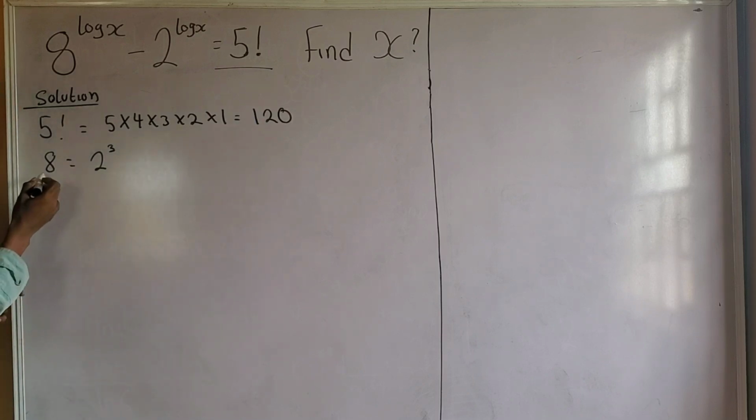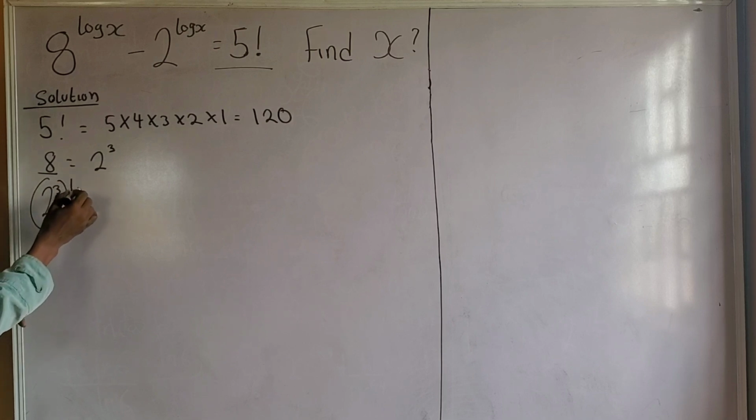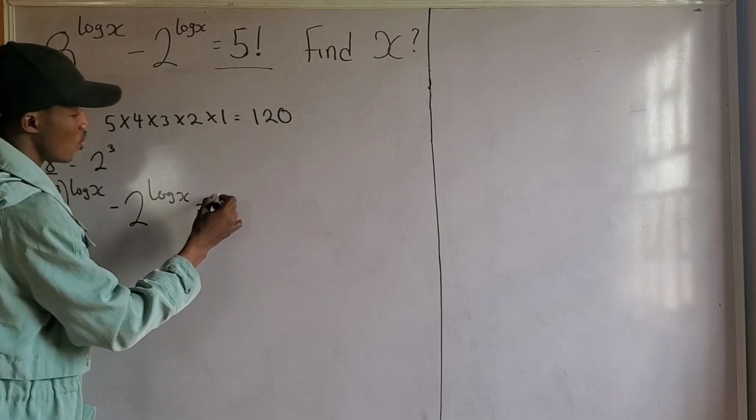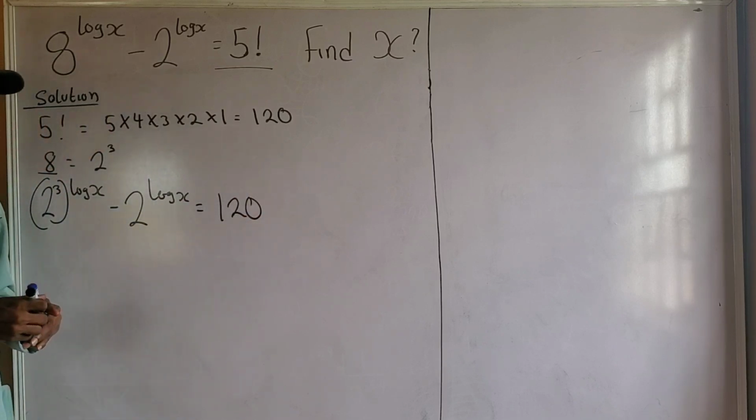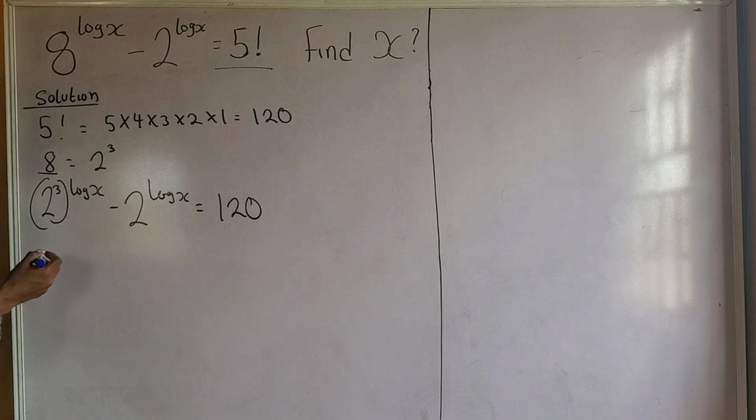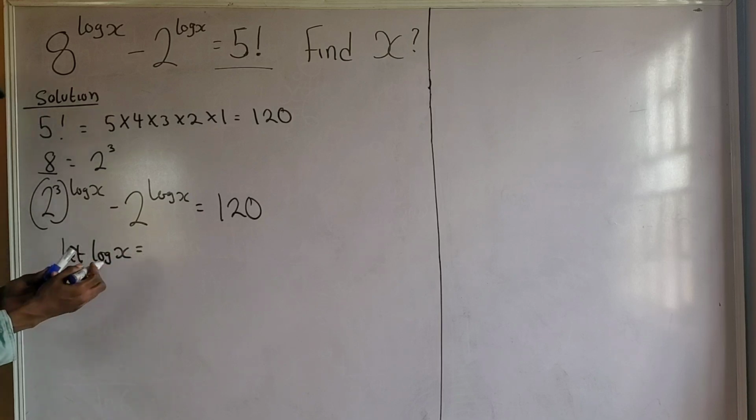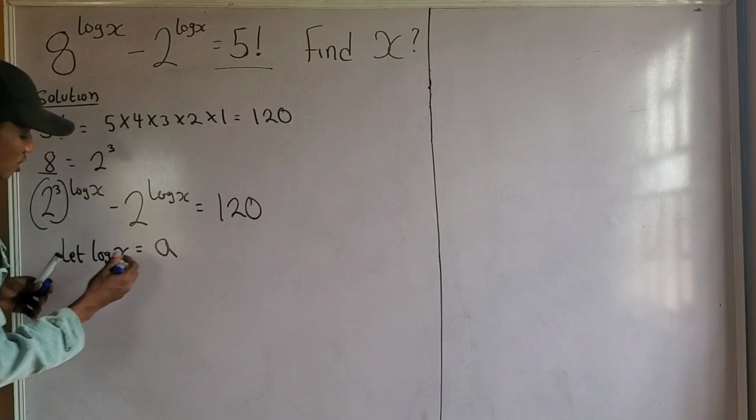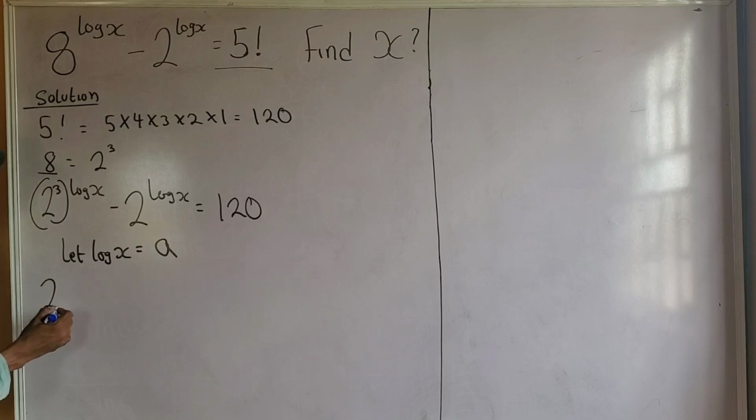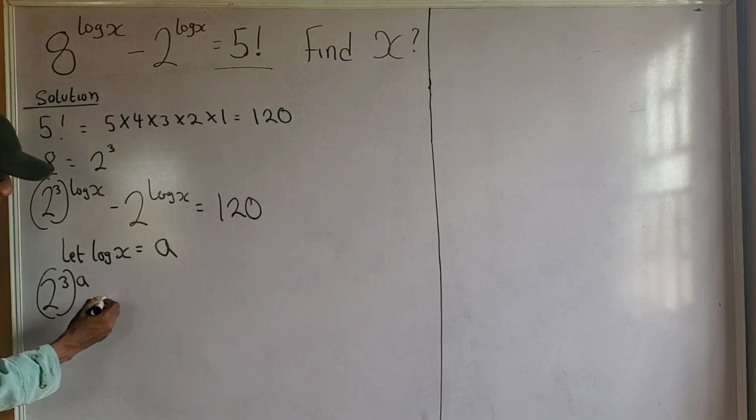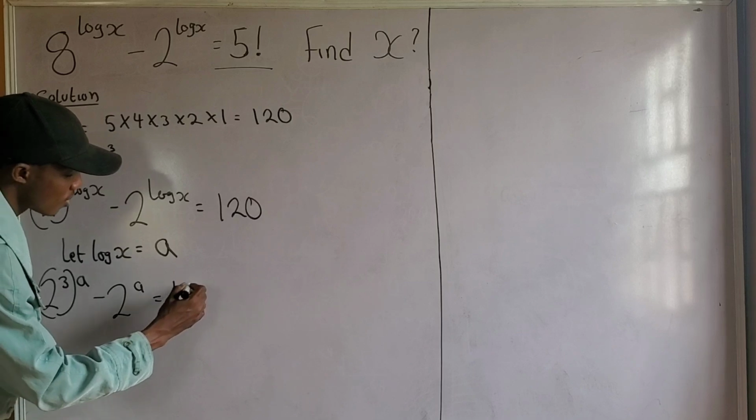So instead of 8, I'm going to have 2 raised to the power of 3 multiplied by log x, minus 2 raised to the power of log x, equals 120. Do you understand? Okay, now let log x equal a letter. So let log x equal a. For this, I'm going to have 2 raised to the power of 3 multiplied by a, because now I've already set log x as a, minus 2 raised to the power of a equals 120.